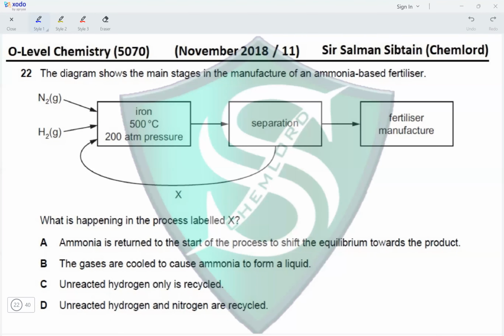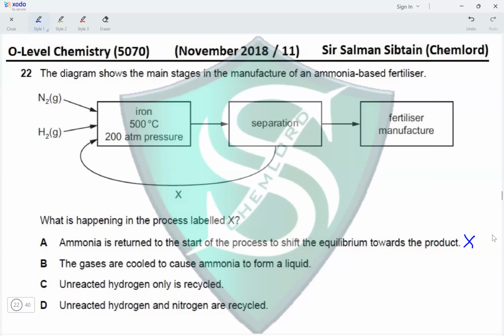In the process labeled X, nitrogen and hydrogen that have not reacted to form ammonia are being returned to the start of the system so that they would undergo the reaction process again, and maybe they would form ammonia this time because this is a reversible process. So let's see. Ammonia is returned to the start of the process to shift the equilibrium towards the product. No, this would not shift the equilibrium towards the product.